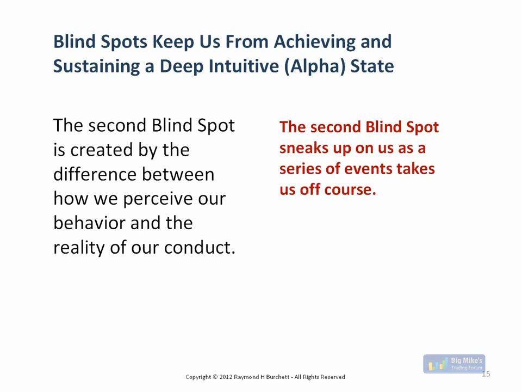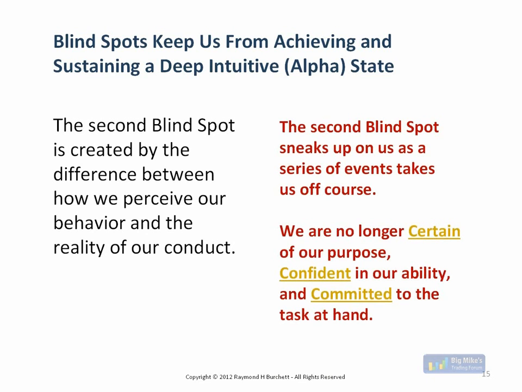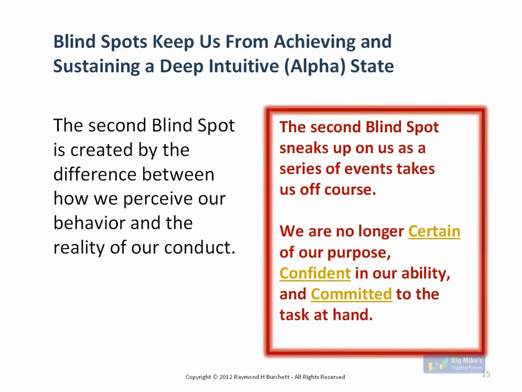There's a series of events that sneaks up on us and takes us off course. And when that happens, we may think we're certain, confident, and committed, but we're not. We have no patience. We're not waiting for alignment. We're jumping in, we're jumping out, doing all sorts of dumb things. And in the process, really sabotaging ourselves, our development, and the likelihood that we're going to succeed as a trader. So again, successful traders, we only want to participate when we're certain, confident, and committed.